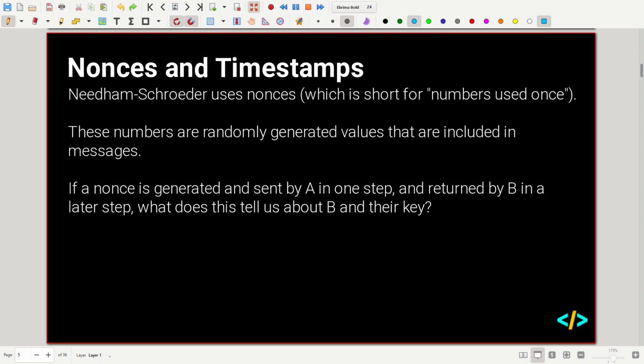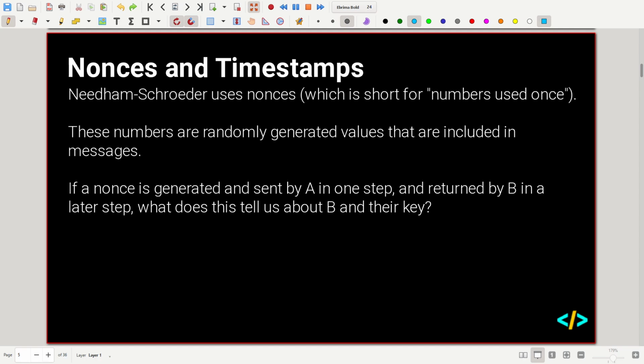Okay, so moving on, we have two terms that we want to be quite familiar with: nonces and timestamps. We don't want to get these confused. In Needham-Schroeder, we use nonces. This is short for a number that we only use once. Now, these numbers are randomly generated and they're included in the message. They might be randomly generated by the client or randomly generated by the server.